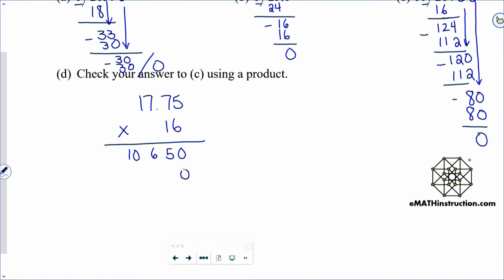Now I'm going to put down another 0. This one's going to be easy. 1 times 5 is 5. 1 times 7 is 7. 1 times 7 is 7. 1 times 1 is 1.